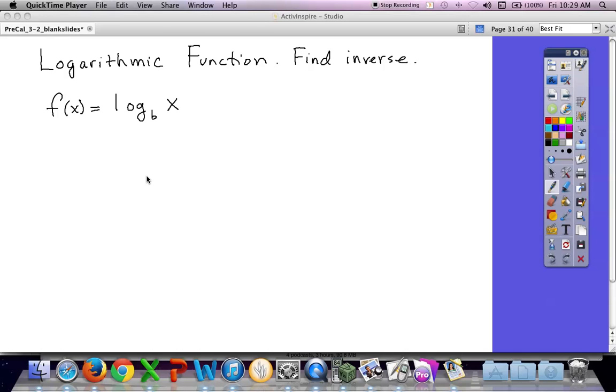Okay, so a logarithmic function, right, that's got a y equals, which means you can't solve it explicitly, but you could graph a whole bunch of points, and they ought to have a characteristic shape. So this is that f of x equals log base b of x. Find the inverse. What are the steps to finding an inverse?